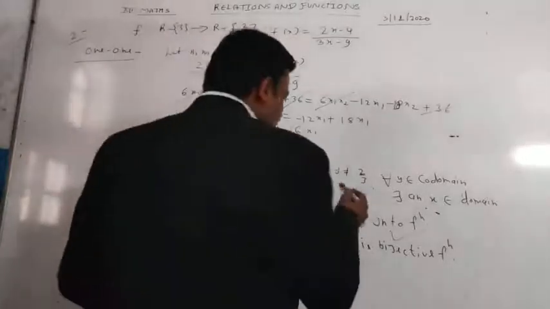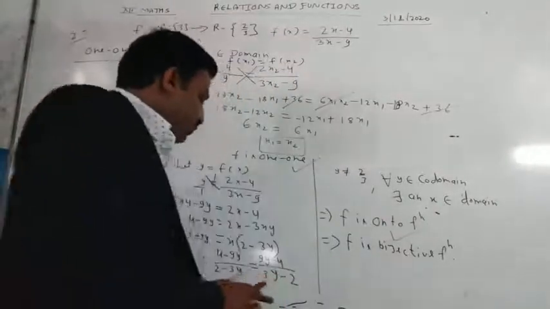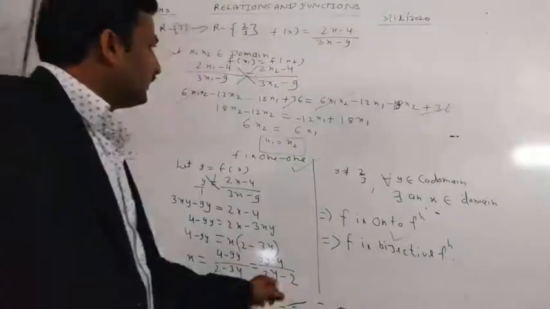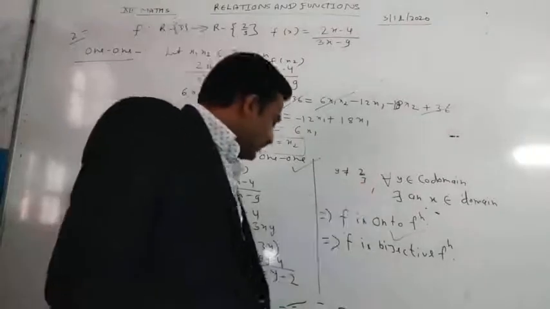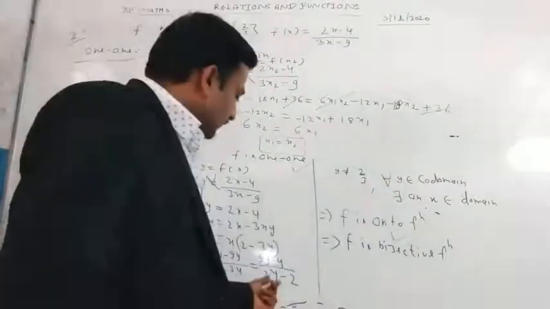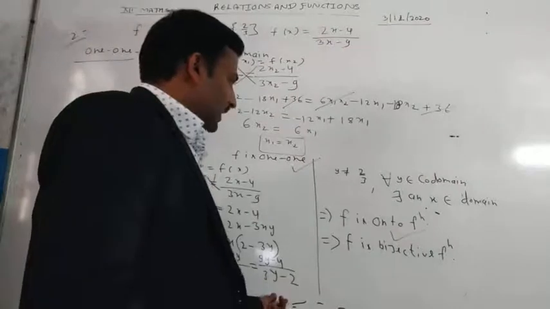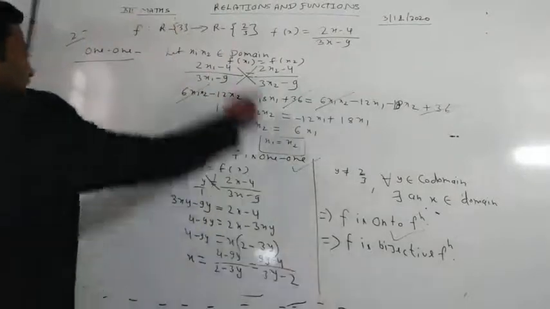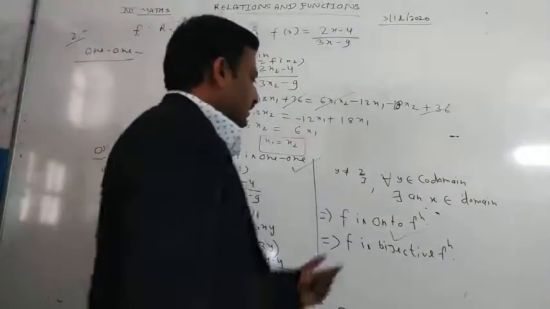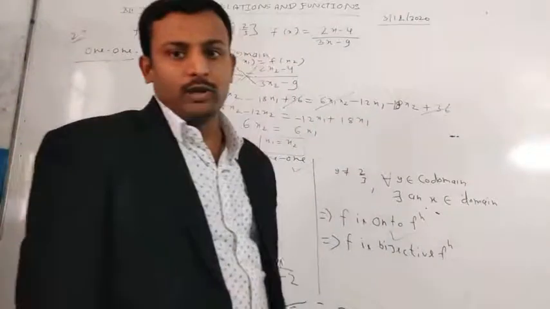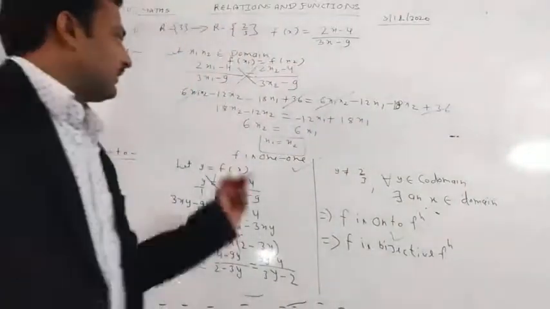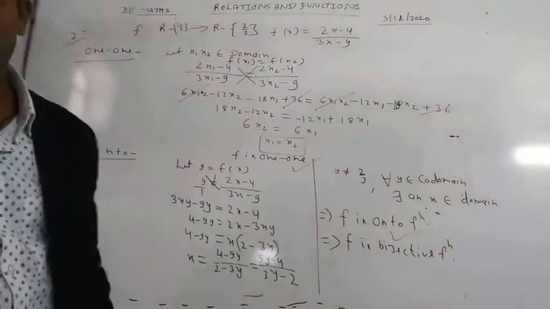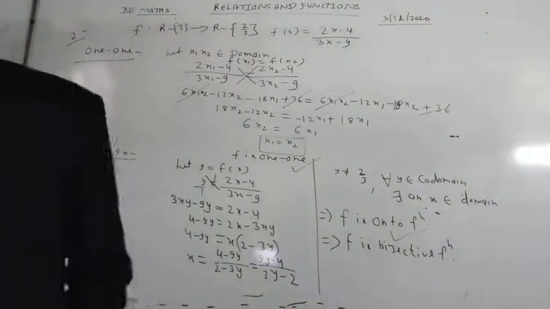Now our y cannot be 2 by 3, because at y equal to 2 by 3 it will not be defined. So except the value 2 by 3, for all values of y belonging to the codomain, there exists an element x which belongs to the domain. So this function is an onto function, and if the function is one-one and onto, we can say that the function is bijective. I hope you understand. Now we will see the next question.